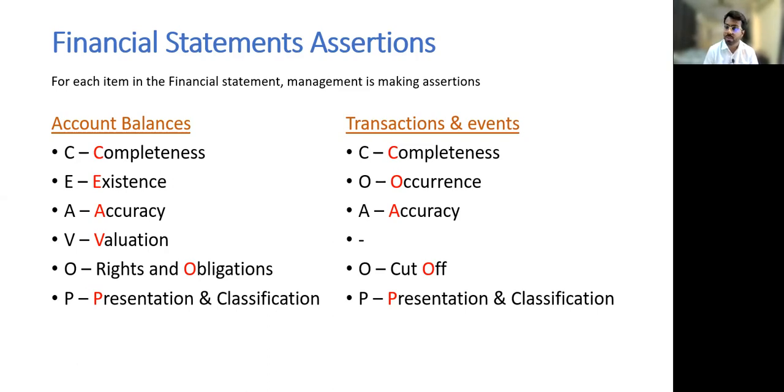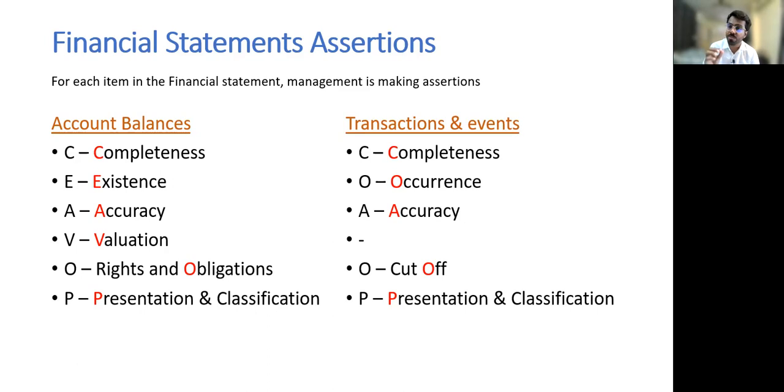Again, you're checking for arithmetical calculations, addition, subtraction, division, multiplication. A remains the same. There's no valuation here. You don't value your P&L items. There's only accuracy. O is cut off. O is not rights and obligations, but O is cut off.